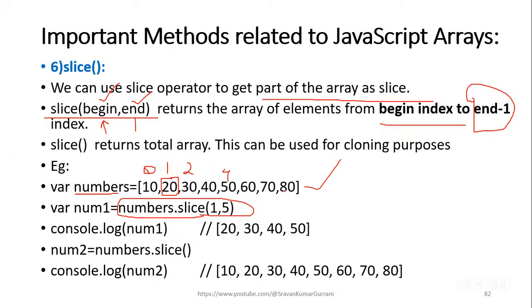So this is how to implement slice. Then after that, if you want to print console.log(numbers1), it is going to print the slice we created, that is from the first index to the fourth index: 20, 30, 40, and 50 also, because the last value is 5. So 5 minus 1 is 4. The fourth index element is 50.